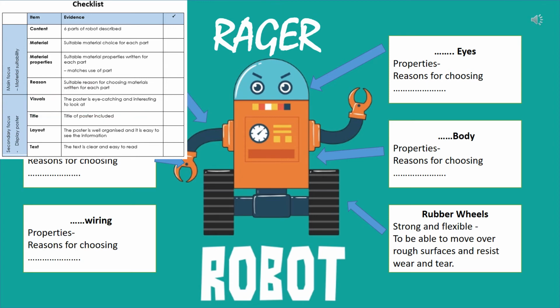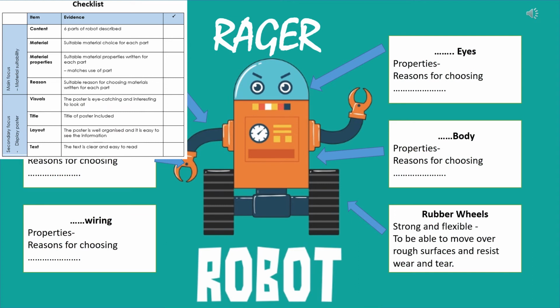The next section down on the checklist is about the title. You need to make sure the title of the poster is included. I've titled this robot the Rager Robot because he looks so grumpy and he looks like he's about to go into a rage. You can choose any title for yours. You can name it anything you want. You can name it Princess Sparkles, anything at all. Just make sure that when you're including the title, it's nice and big with a nice complementary color to make it look interesting as well.